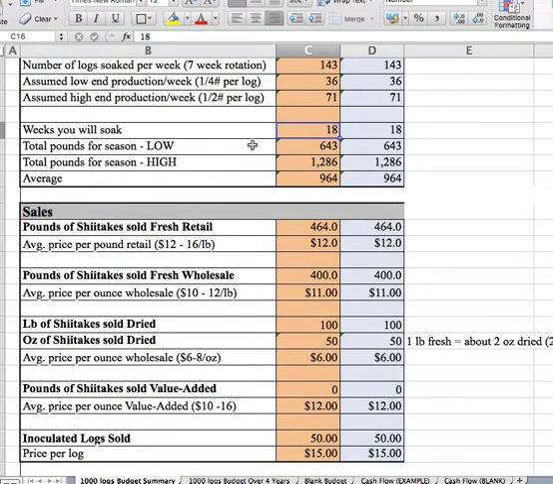You can make some decisions. This is showing kind of a split of those average pounds. So out of that 964 pounds in this column, we said, okay, I'm going to make 464 of that as a fresh product, 400 pounds of that as fresh retail, 464 fresh wholesale, 400, and then dried about 100 pounds.